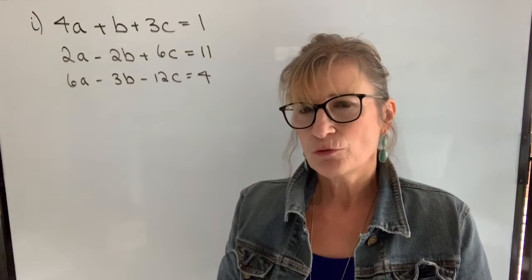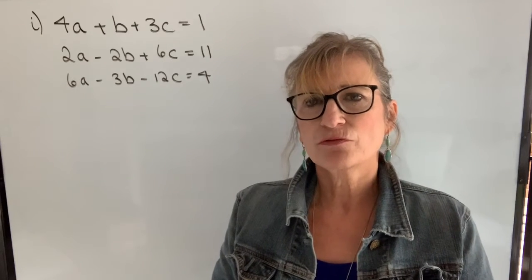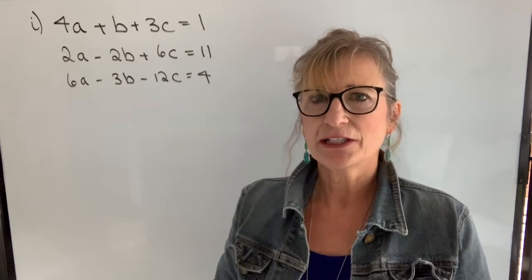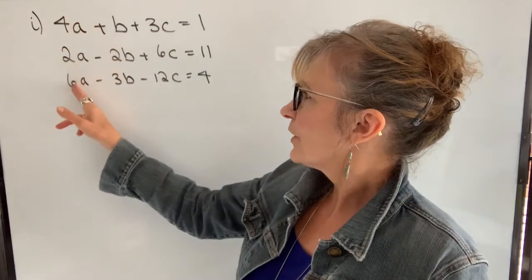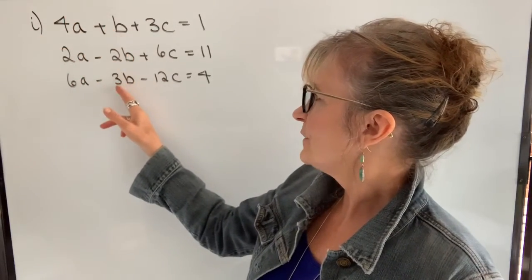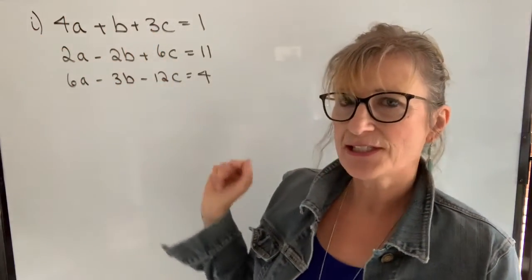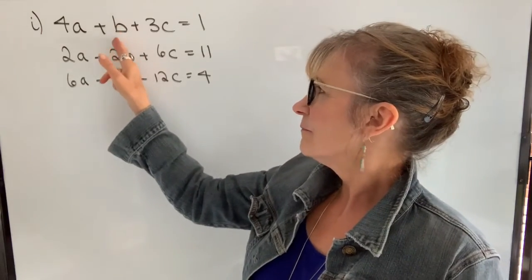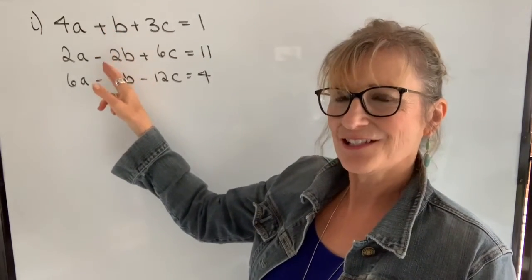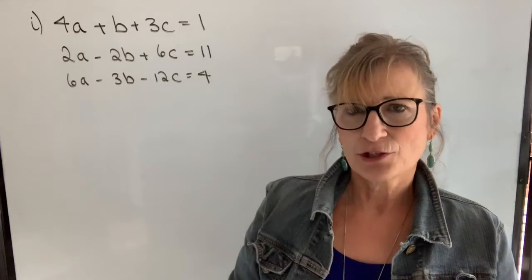Look at all of your coefficients to decide which variable is easiest to eliminate. So I look at my coefficients for A, I look at my coefficients for B, and I look at my coefficients for C. B has the lowest and easiest coefficients, so that's the variable I will eliminate.